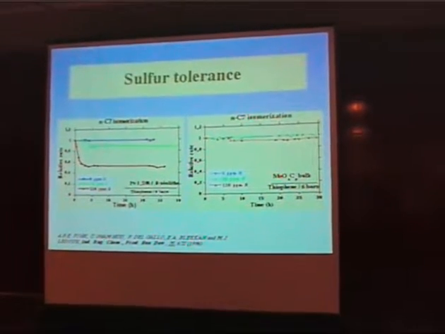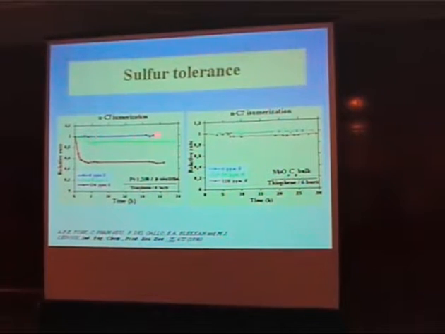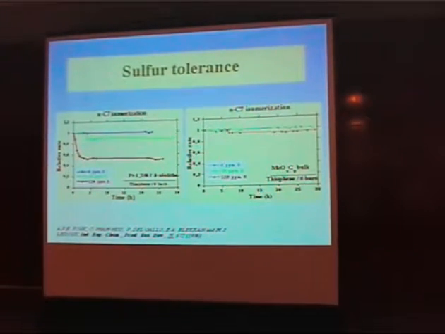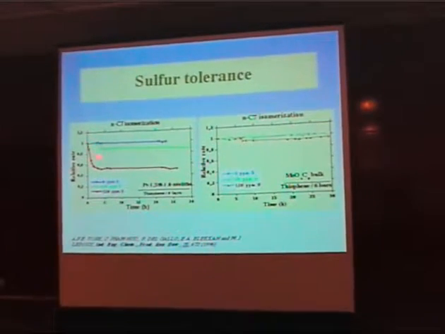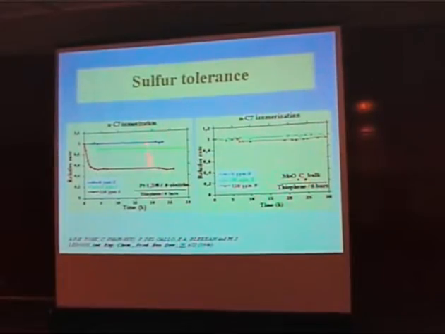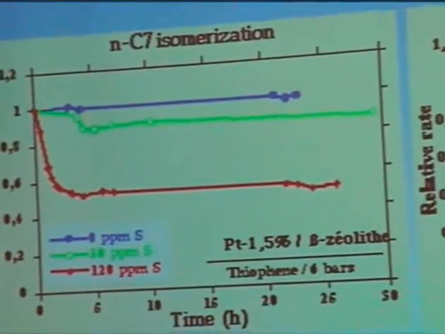When you do the same experiment with conventional platinum beta zeolite, you have the rate 1. As soon as you introduce 30 ppm of sulfur, you get that. And when you go to 120, you see you lose half of the activity of your platinum, even inside the zeolites, which partially protect your platinum from sulfur.